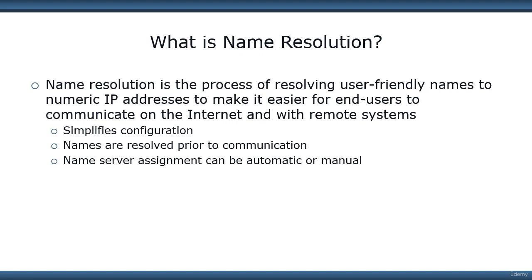And anytime a name is used, so you type in www.google.com, anytime a name is used, that name first has to be resolved to an IP address prior to you communicating. You know that for sure. If you use a name, that name gets resolved to an IP address. Now, name server assignment, DNS servers is what they're called, can be automatic or manual. So you can statically configure, I want to use this name server, or we can have it configured through DHCP.